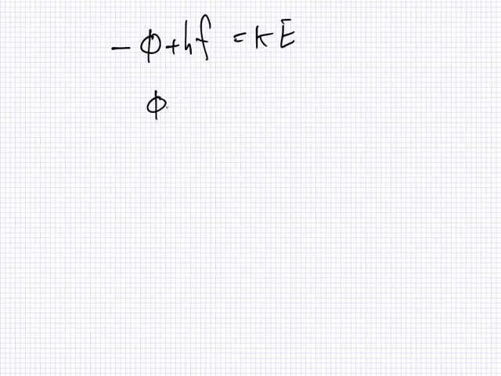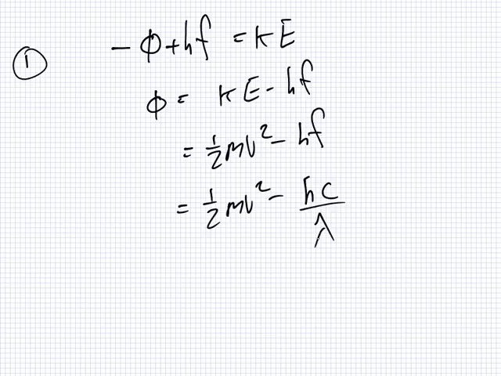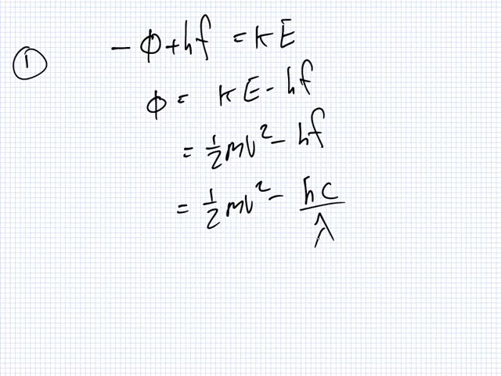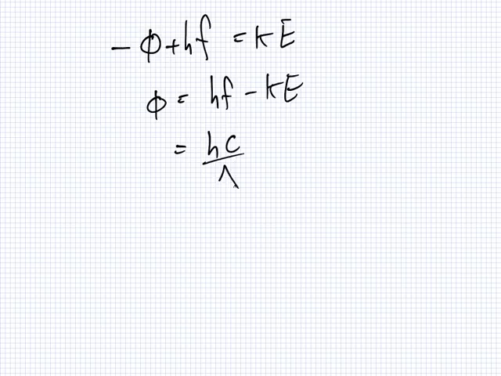So here, work function equals kinetic energy minus hf, which is a half mv squared minus hf, which is a half mv squared minus hc over lambda. No? From the first line to the second line, it's very wrong. It should be hf minus KE, so hc over lambda minus a half mv squared.